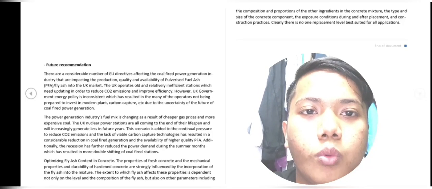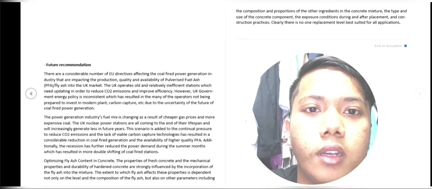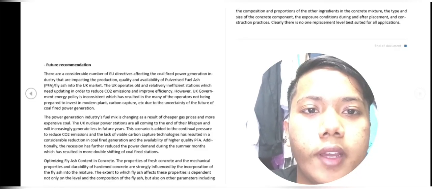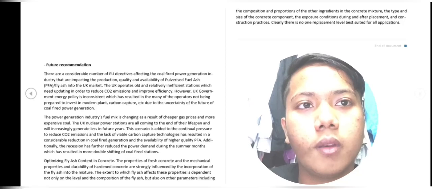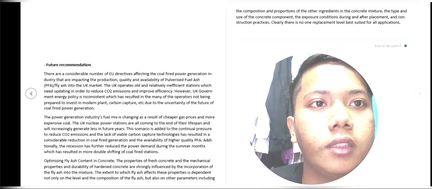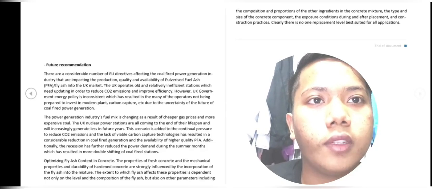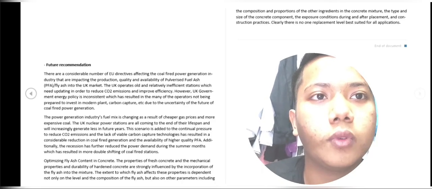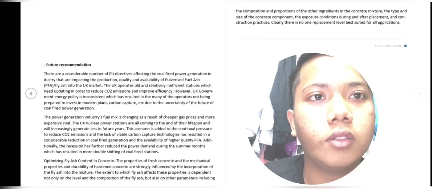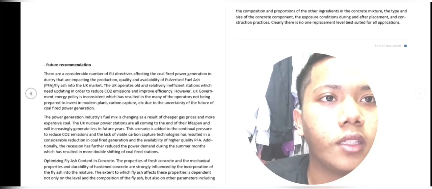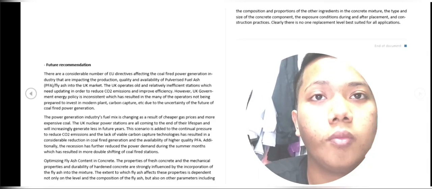The extent to which fly ash affects these properties is dependent not only on the level and composition of the fly ash, but also on other parameters including the composition and proportion of the other ingredients in the concrete mixture, the type and size of the concrete component, the exposure condition during and after placement, and construction practice. Clearly, there is no one replacement level best suited for all applications.